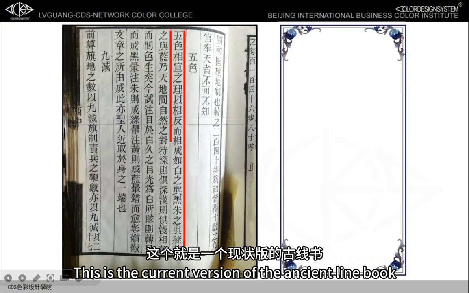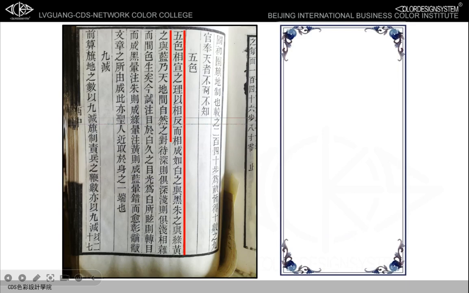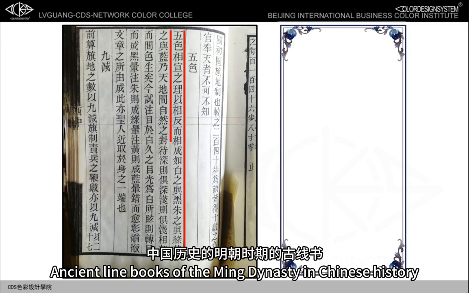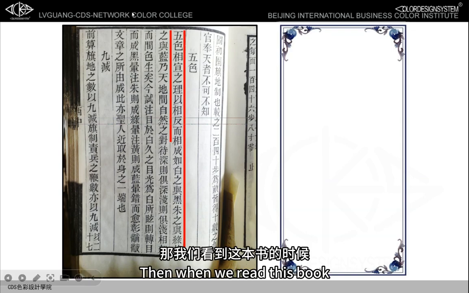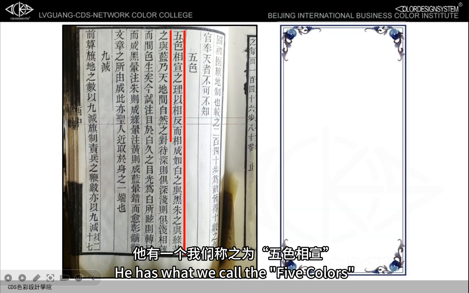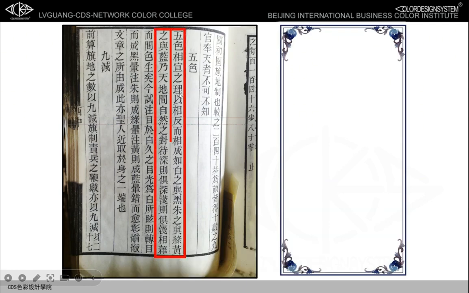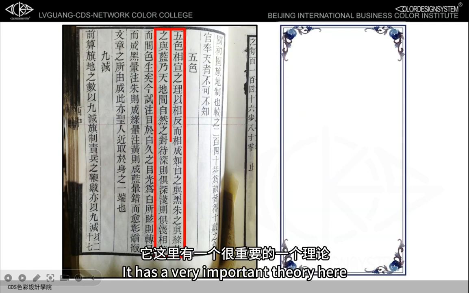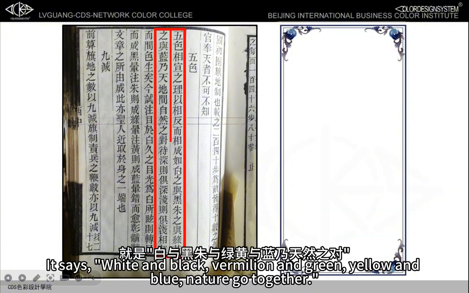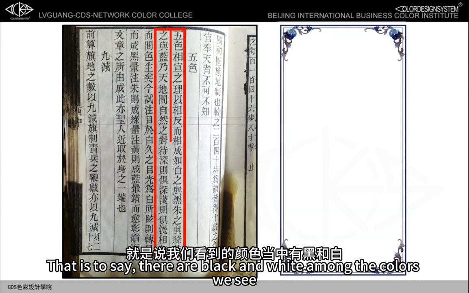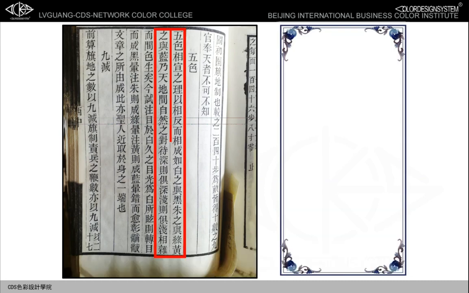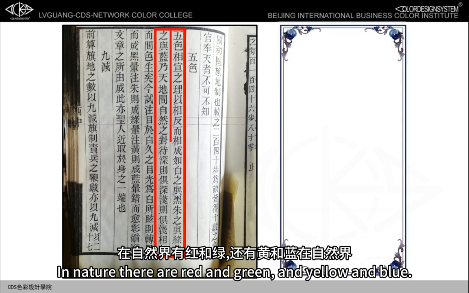This is the current version of the ancient line book, an ancient book of the Ming Dynasty in Chinese history. When we read this book, it has what we call the 5 colors. It has a very important theory here. It says, white and black, vermilion and green, yellow and blue, nature go together. That is to say, among the colors we see there are black and white, and in nature there are red and green, and yellow and blue.